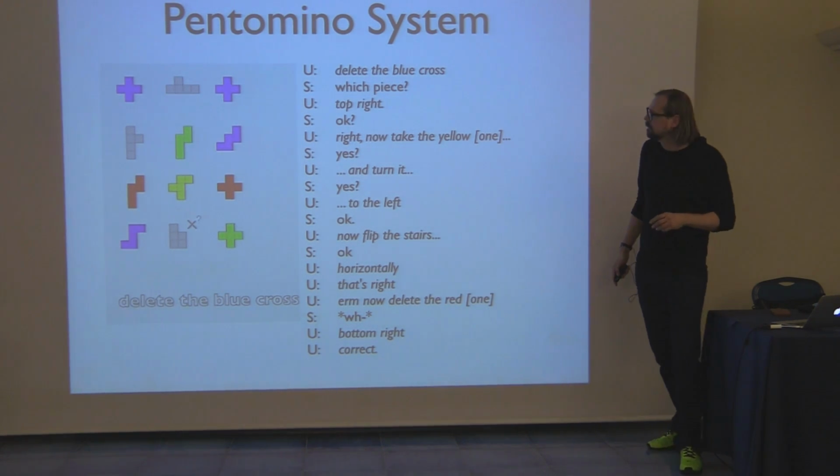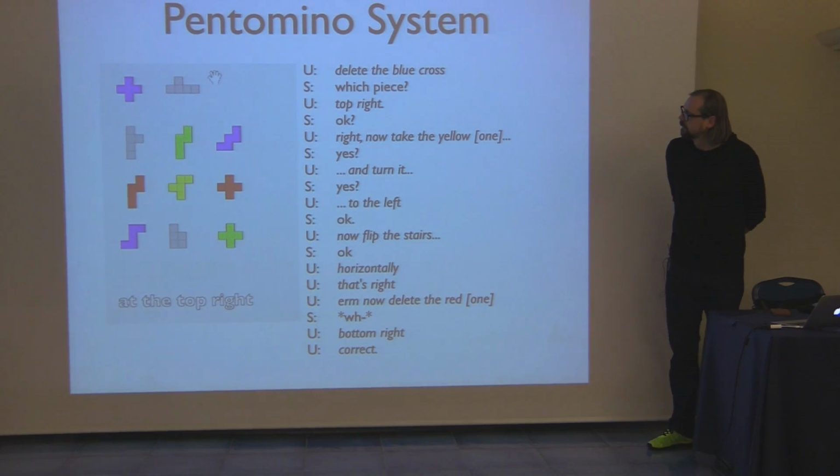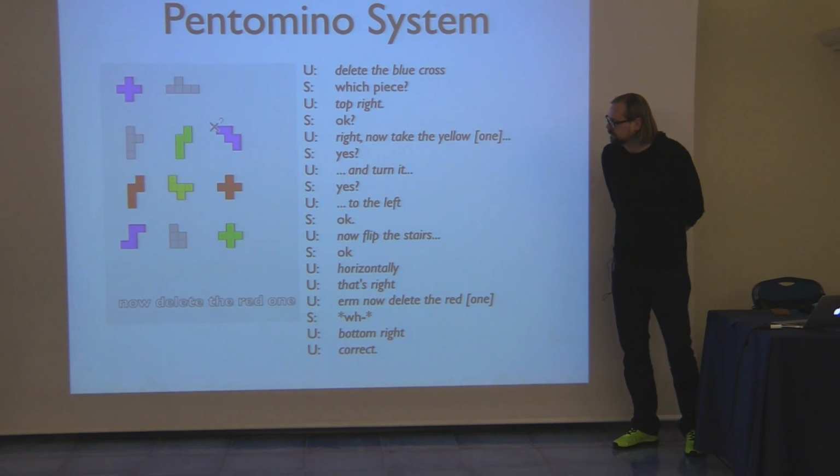Lösche das blaue Kreuz. Welches Teil? Oben rechts. Okay. Genau, jetzt nimm das gelbe. Ja. Und drehe es. Ja. Links rum. Okay. Jetzt spiegele die Treppe. Okay. Horizontal. Genau. Jetzt lösche das rote.